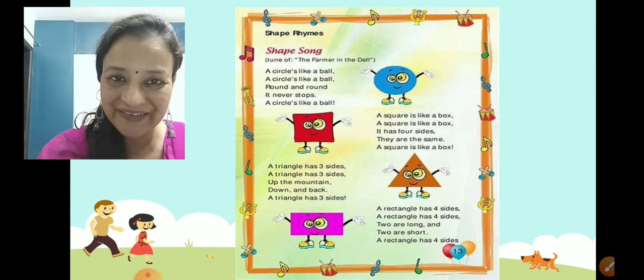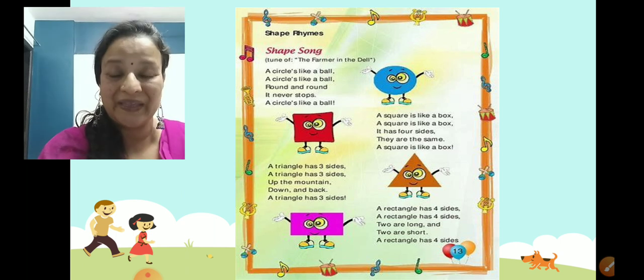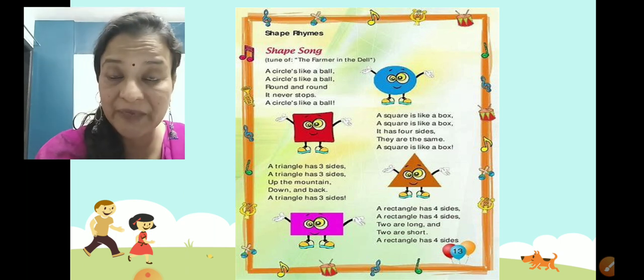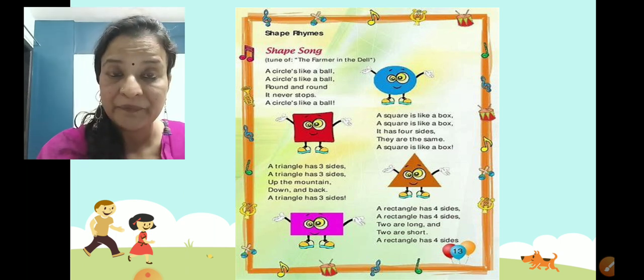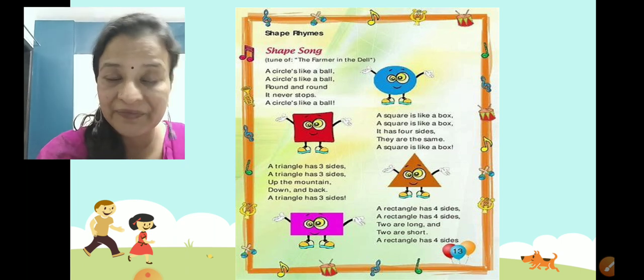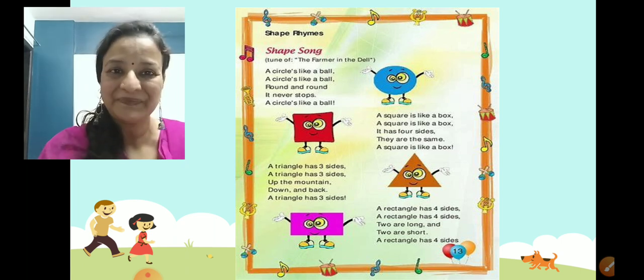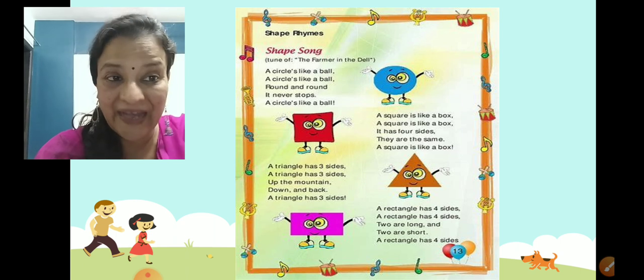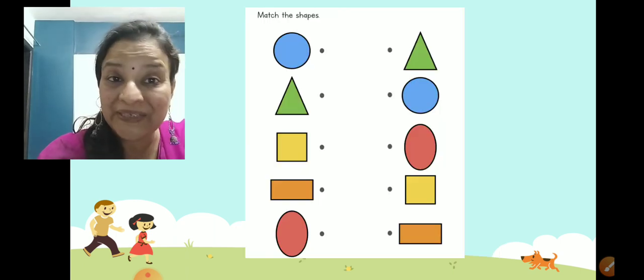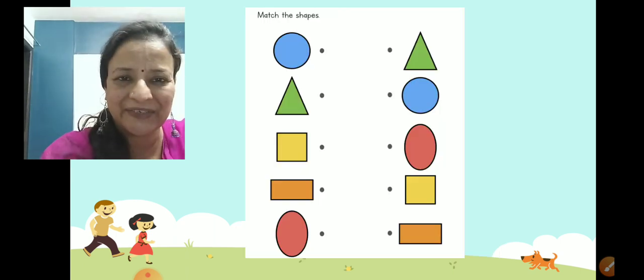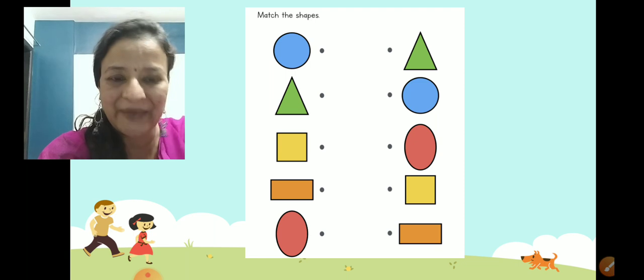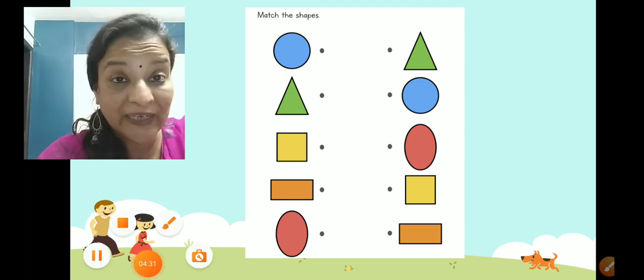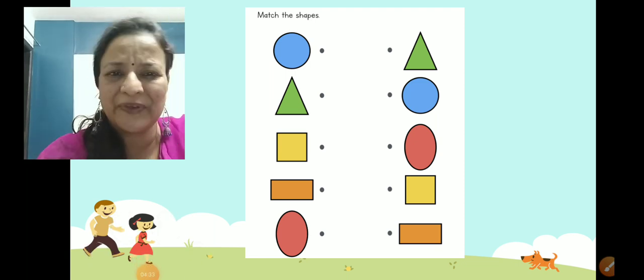Enjoyed the poem, children? Yes? Okay, so now you know all the four shapes. You know what they mean, how many sides they have. Yes? Very good. Now, what are we going to do? A small activity. You like to do all these types of activities, isn't it? Yes? We are going to match the shape. Okay? This is not in your textbook, children. This we are doing for our fun.